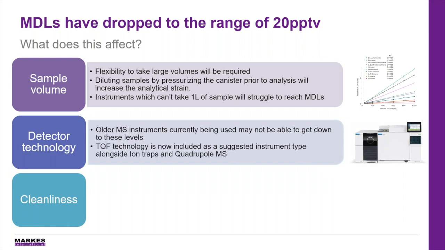The next consideration is detector technology. Now, a lot of older MS instruments currently being used may not be able to get down to these levels. SIM is an option, so that's definitely a starting point for a lot of labs, but investments in newer kit may be necessary. But modern quadrupoles are able to get down to these levels. And alongside the quadrupoles and ion traps that were previously specified in the method, time-of-flight technology is now also a suggested detector type.